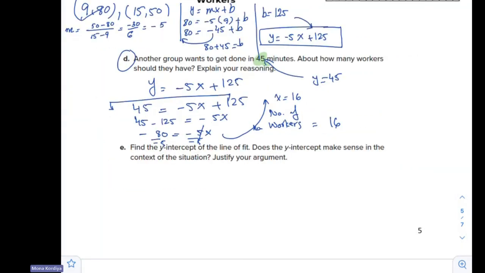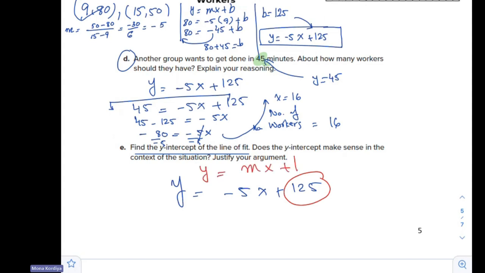Now, let's find the y-intercept of the line of fit. This is the first part. So if you have this equation that you have found before, what was the y-intercept? You know that it is 125 directly because it's written in slope-intercept form. So this is b, which is the y-intercept. If you forget that, then you can assume x is 0. The y-intercept is found by assuming x equals 0. So when you assume x is 0, it becomes y equals 0 plus 125, so y is 125.